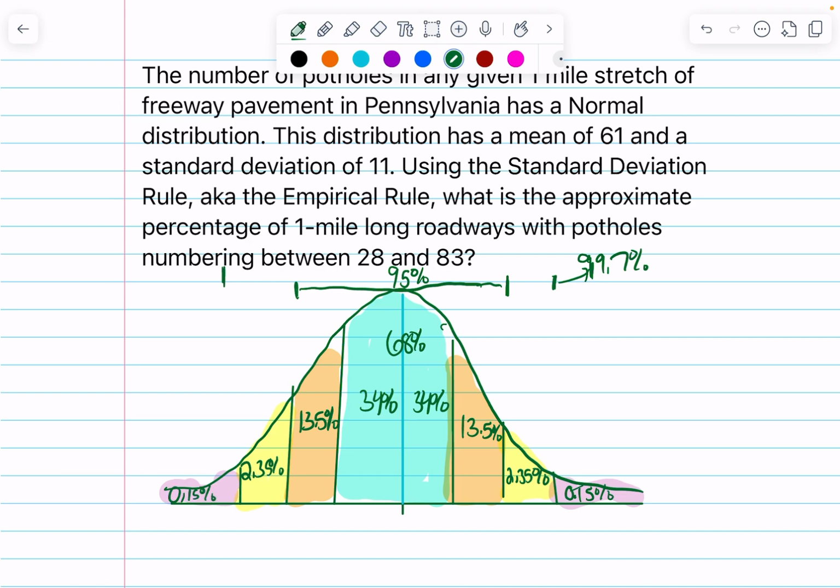Okay, so everything I've done so far really doesn't have anything to do with the problem. It's just setting up the empirical rule. And this was the same every time. Now I'm going to put the information from the problem in.